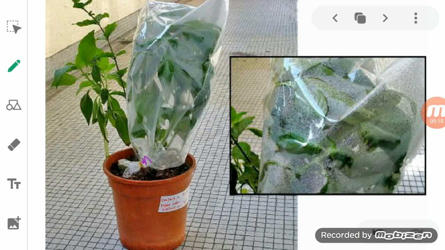So what happened? This water vapor which is given out by the covered leaves will get collected on the surface of the polythene bag or inside the polythene bag. The extra water which was present on the leaf is simply escaping in the form of water vapor. But when you cover this portion with the polythene bag, the water vapor is not able to come outside, so it remains enclosed in the polythene bag and cannot escape into the air.